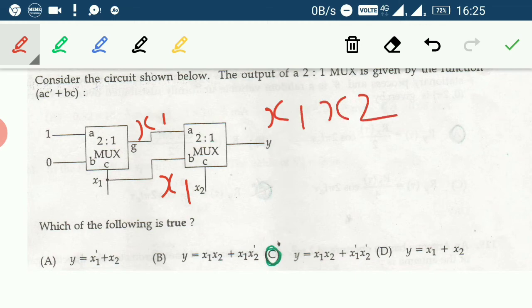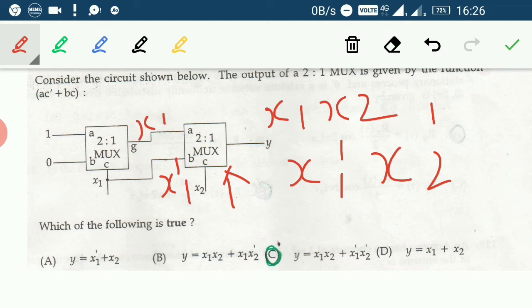x2, clear, and this will give, this is B is 0. So here it will be x1 dash, and this one is x2. Clear? So this is x1 dash and x2 dash, right? So that is our answer. So what is our option? It is y is equal to x1 into x2 plus x1 dash into x2 dash, right?